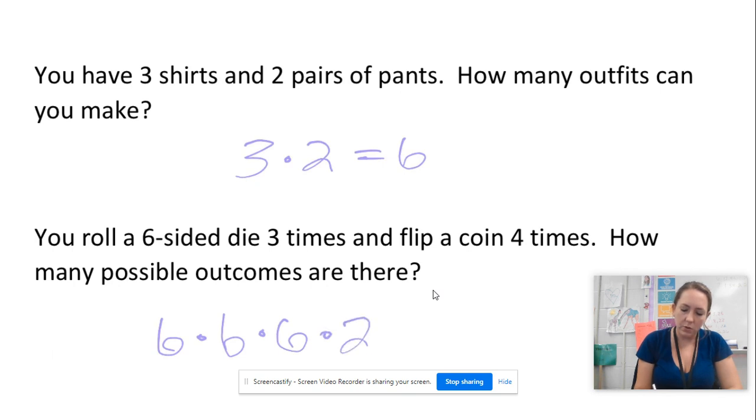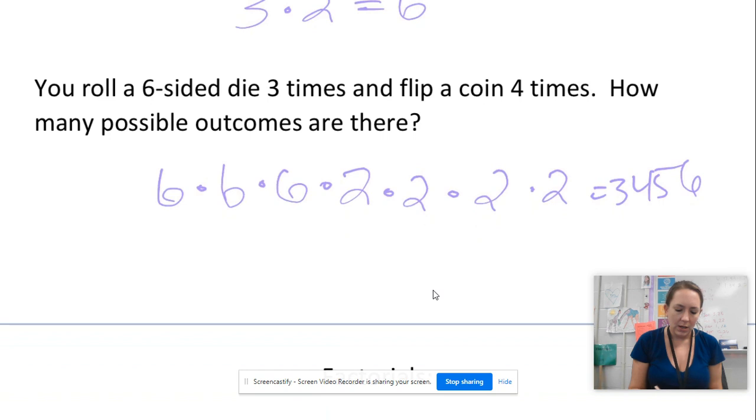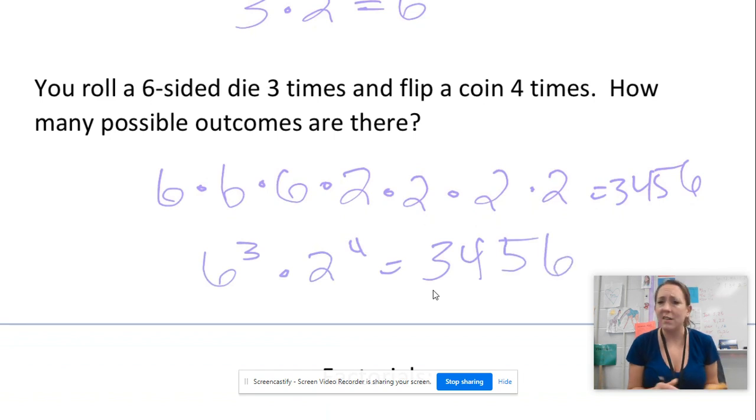And then flipping a coin 4 times, you would multiply by 2 because there's heads or tails, 2 options when you flip a coin. And rolling a die, you can get 1 through 6. So that is 3,456, which you can't see because I'm a little camera. That's the same as 6 to the third times 2 to the fourth. Usually somebody asks me that, and yeah, it is the same thing. But anyway, okay, I'm gonna change colors.